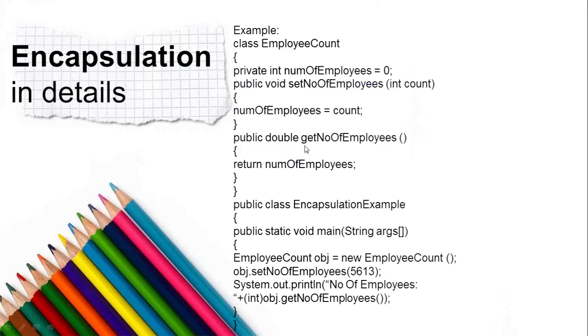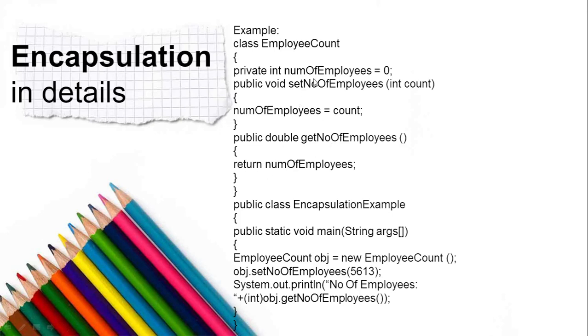Now we have a public double get number of employees. If we call this particular method, we can get the number of employees available in this particular employee count class. How are we getting it? It is a double. See, the return type here is double. Unlike the last one, it is not void. It has the return type double, so it is returning something. What is it returning? The number of employees.